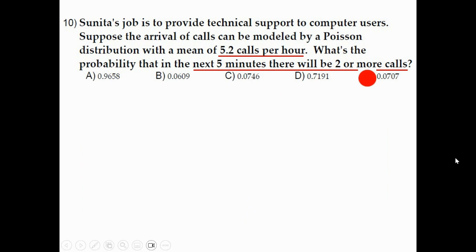Sunita's job is to provide technical support to computer users. Suppose the arrival of calls can be modeled by a Poisson distribution with a mean of 5.2 calls per hour. What's the probability in the next 5 minutes? Now, what part of an hour is 5 minutes? And they want to know in the next 5 minutes there will be 2 or more calls. Well, 2 or more is X is greater than or equal to 2: 2, 3, 4, and so on and so forth.